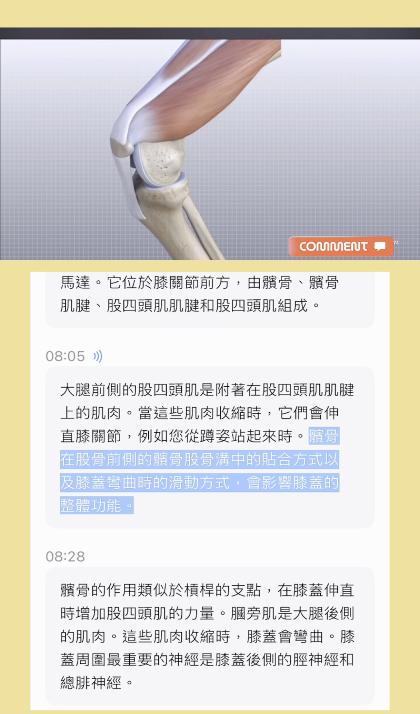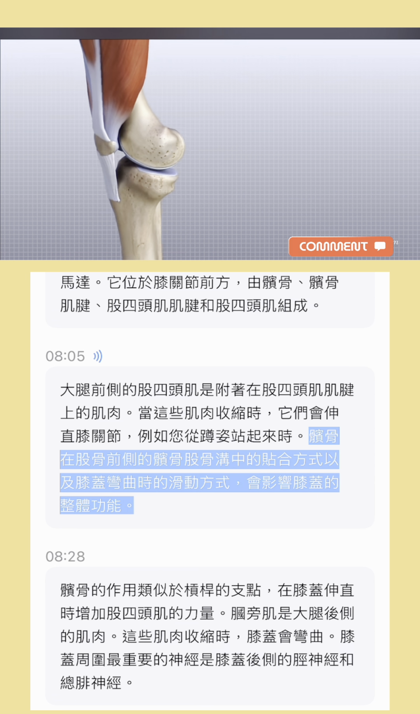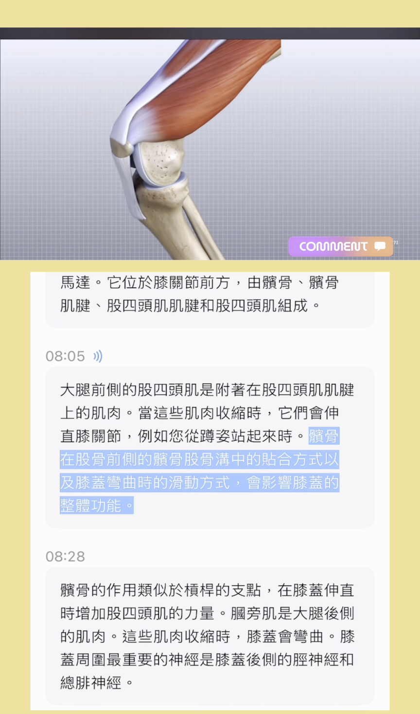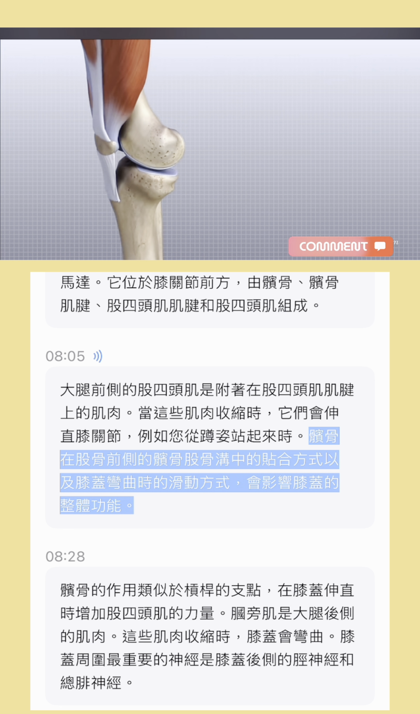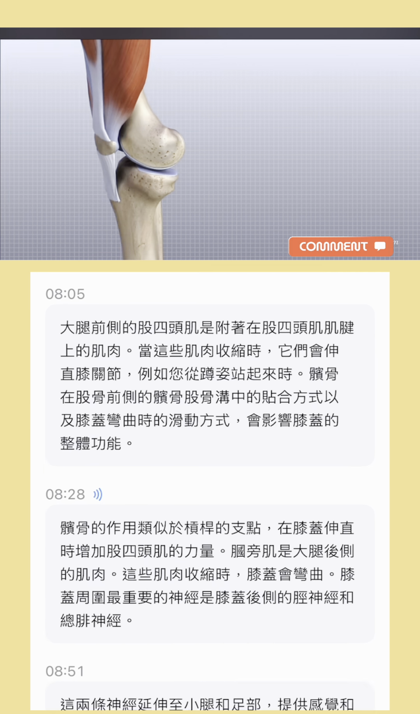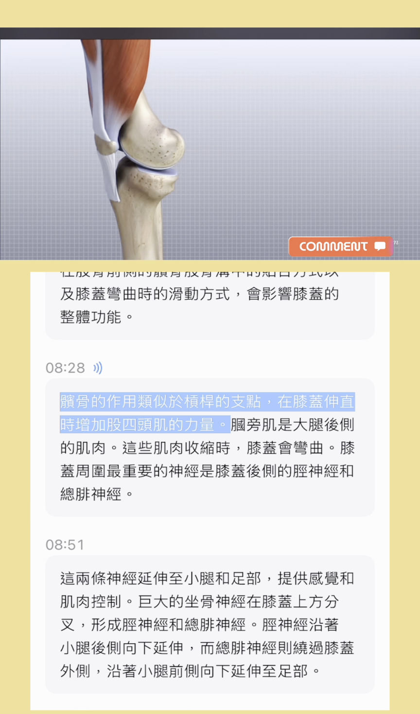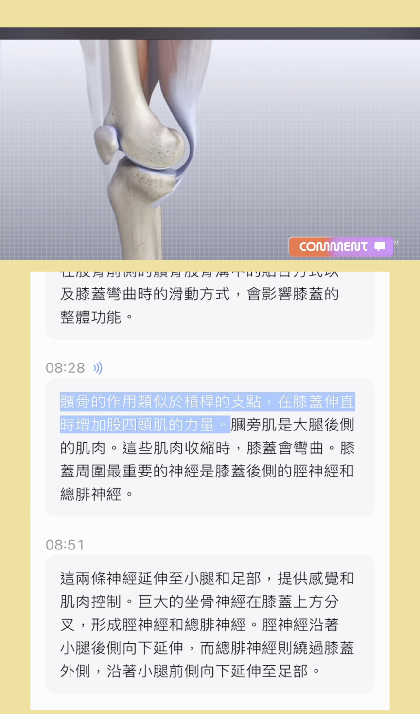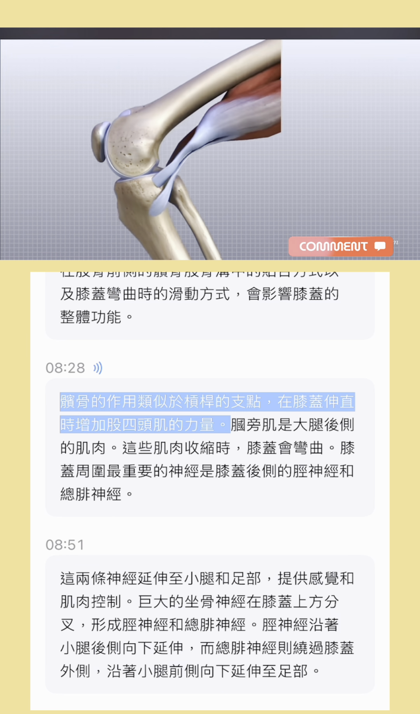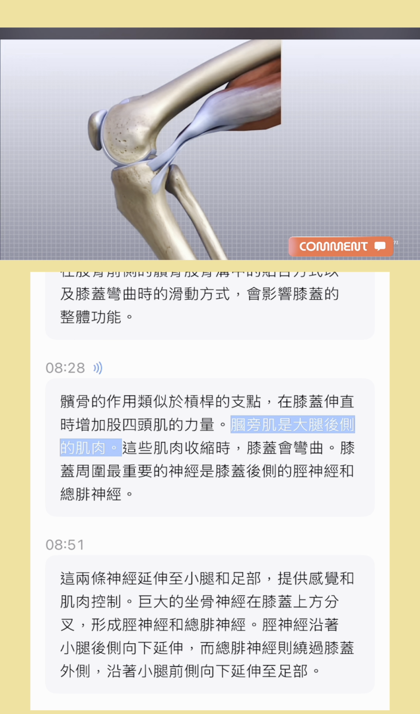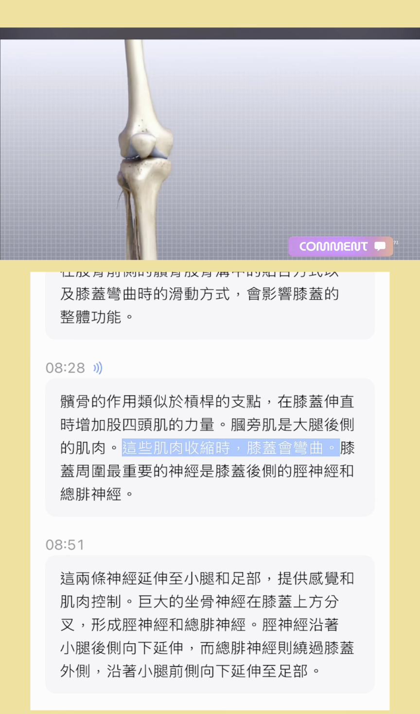The way in which the kneecap fits into the patellofemoral groove on the front of the femur and slides as the knee bends can affect the overall function of the knee. The patella works like a fulcrum, increasing the force exerted by the quadriceps muscles as the knee straightens. The hamstring muscles are the large muscles in the back of the thigh. When these muscles contract, the knee bends.